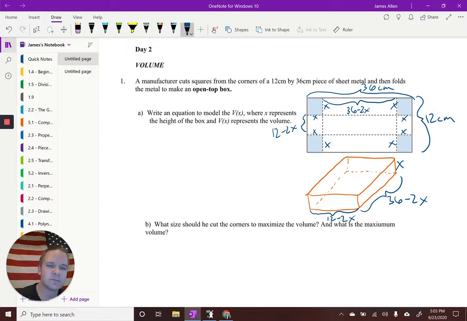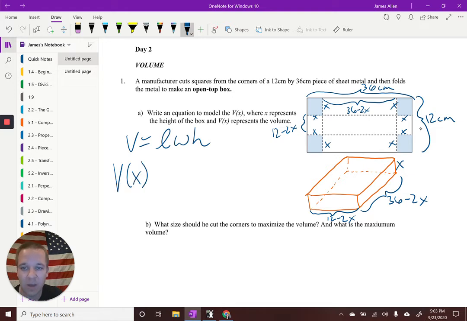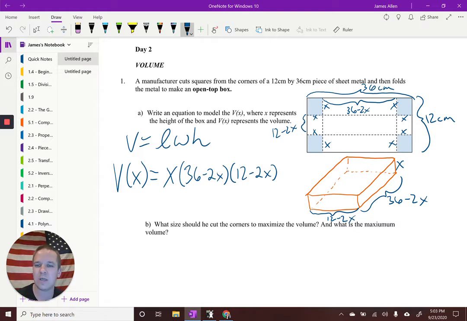When we're doing volume of a rectangular prism in this case, it's length times width times height. That's what we have. So if I want to write this as a function of x, volume is a function of x. It'll be my length times my width times my height. My length is 36 minus 2x, my width is 12 minus 2x, and then my height would be x. I left a space here for this reason. Even though the h is at the end, I think it looks better with the x out in front. Okay, so there's my volume function.